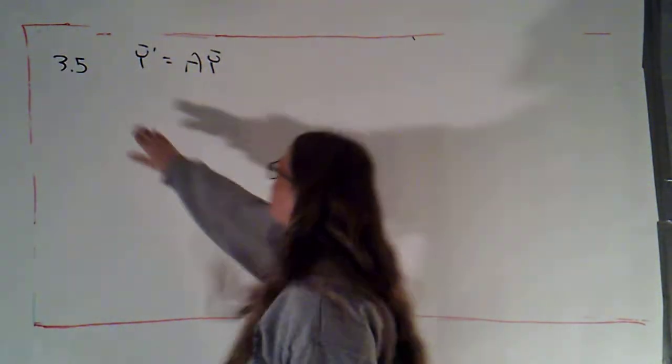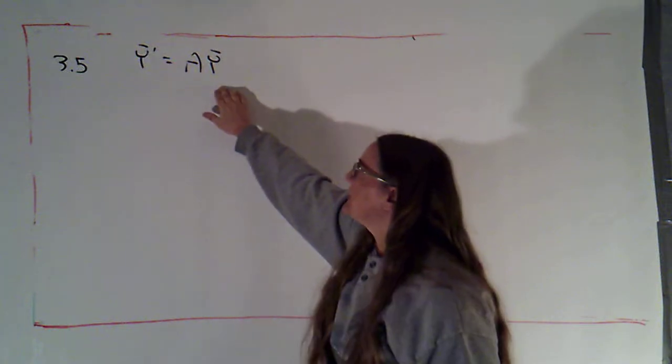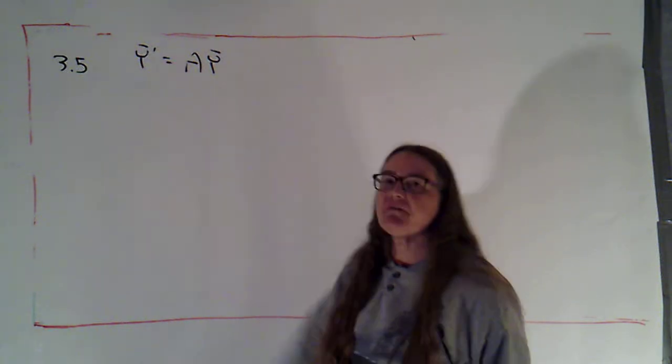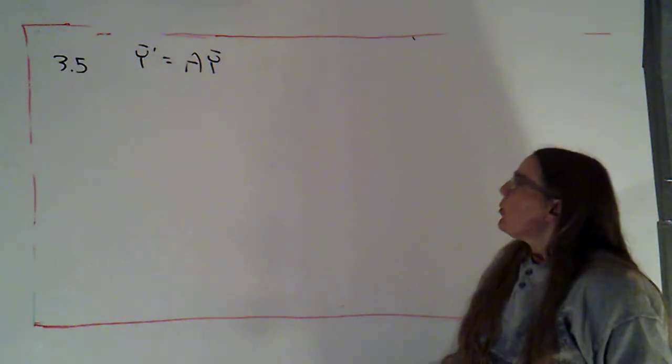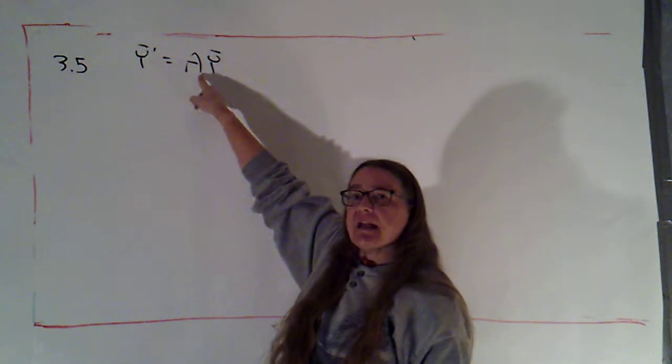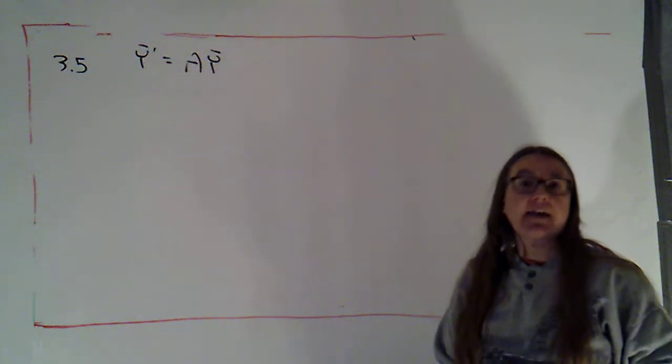Okay, so we're back for part 2 of the video lecture on section 3.5. We're still working with linear systems. We're still talking about eigenvalues and eigenvectors and the corresponding solutions that we can build. We know that for a 2 by 2 matrix A, its characteristic equation is going to be a quadratic equation.